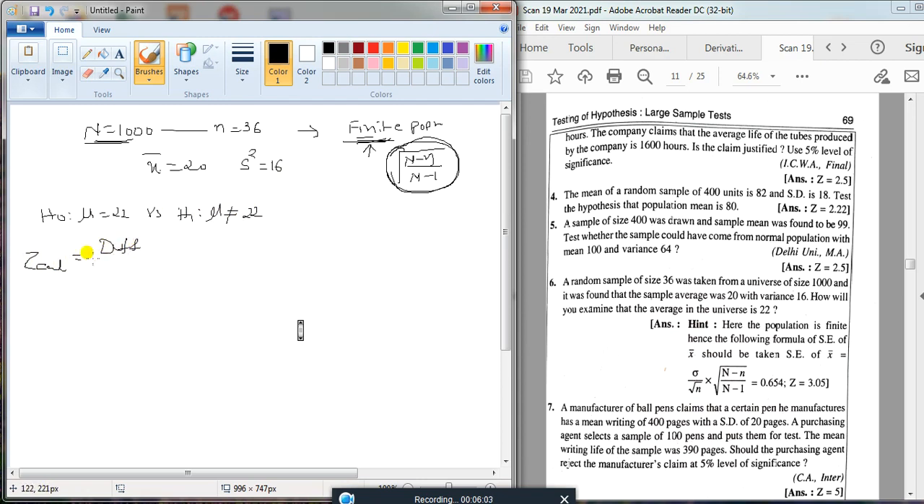Now let's have the calculated formula. Calculated value is equal to difference upon standard error. So first I am calculating the difference. Difference is equal to x bar minus mu and it is equal to 2. Now I am going to calculate standard error. Standard error formula is sigma upon square root of n. This is the common standard error for this kind of test, but as I told, it is a finite population, so we need to multiply by the square root of N minus n divided by N minus 1. Instead of sigma here we are having s, so in short 4 is the answer.